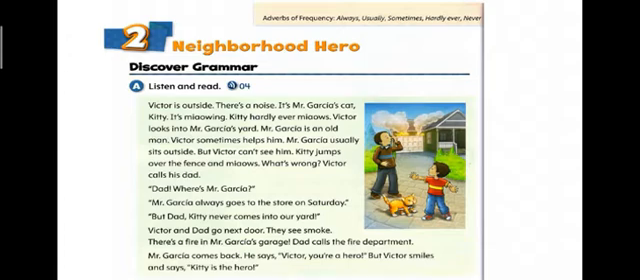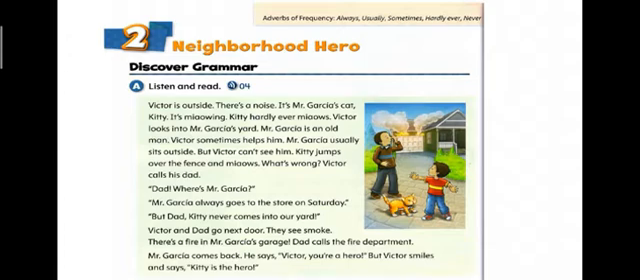Mr. Garcia usually sits outside. Usually means that he likes to sit outside, that he sits outside most of the days of the week, like 5 or 6 days of the week. So Mr. Garcia usually sits outside, but Victor can't see him.